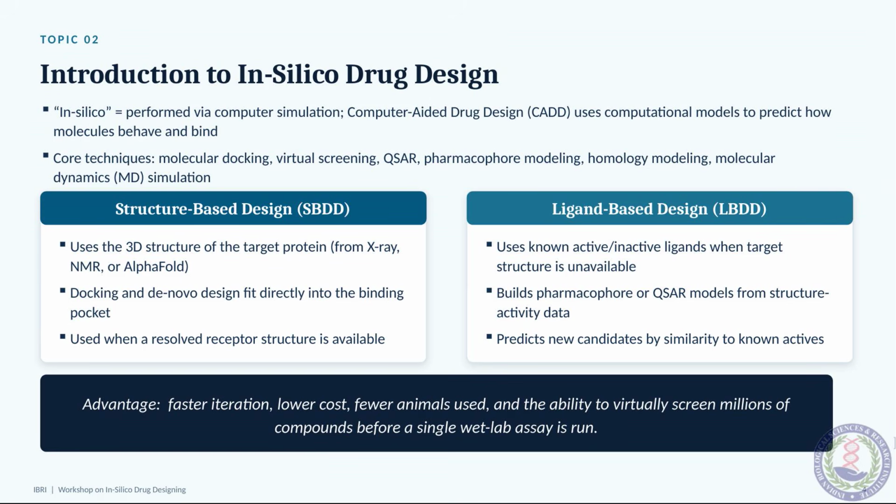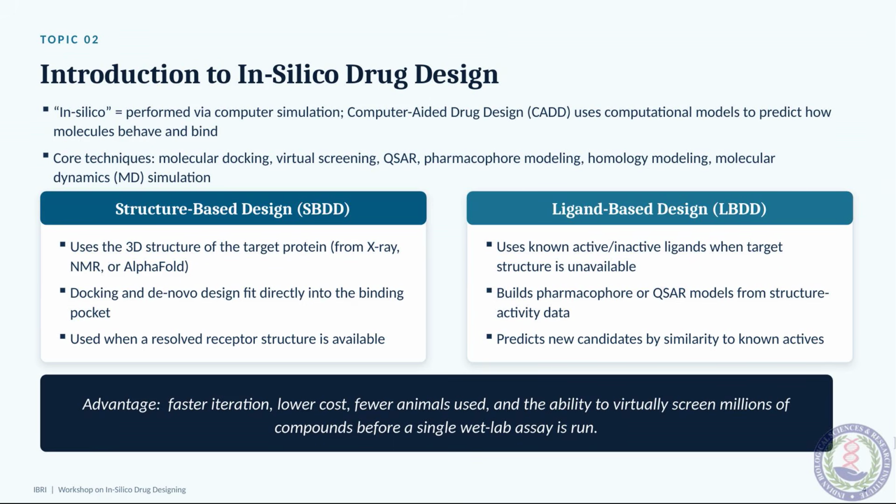Core techniques include molecular docking, virtual screening, QSAR, pharmacophore modeling, homology modeling, and molecular dynamics simulation. There are two broad approaches. Structure-based design, which uses the 3D structure of the target protein from X-ray, NMR, or AlphaFold, fitting the ligand directly into the binding pocket, and ligand-based design, which uses known active and inactive ligands when the target structure is unavailable, building pharmacophore or QSAR models instead.